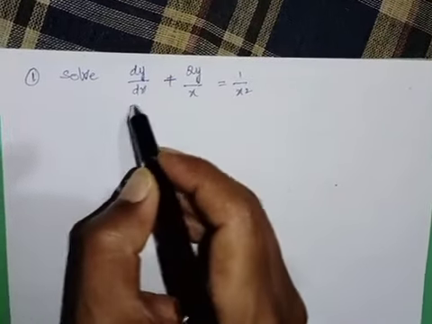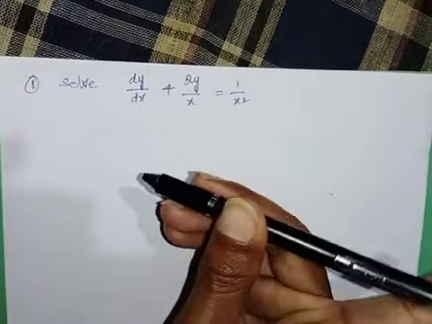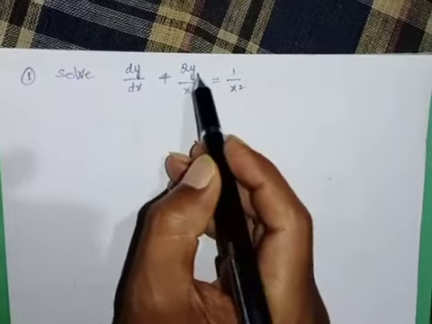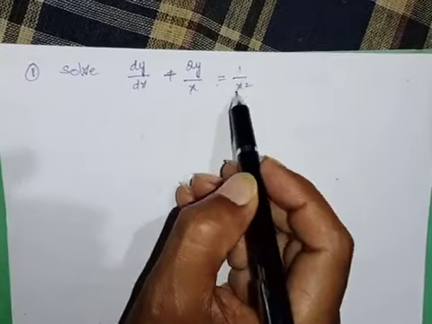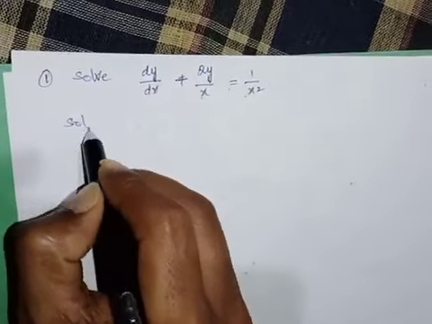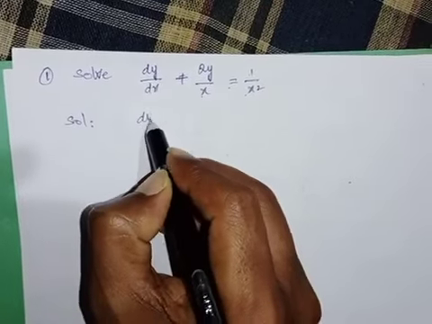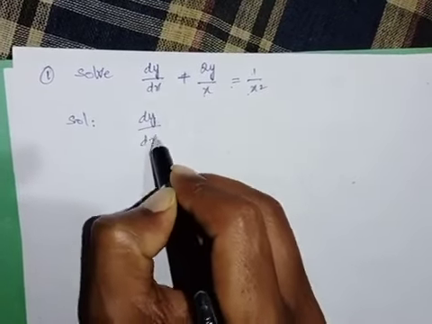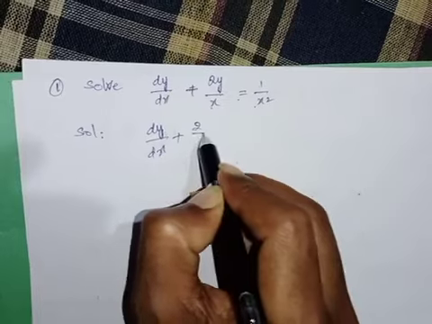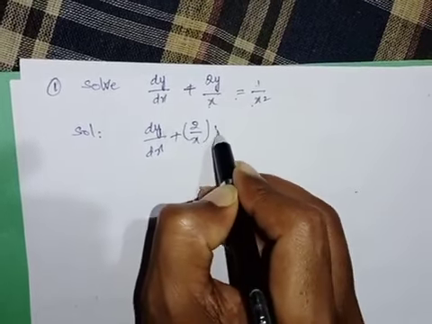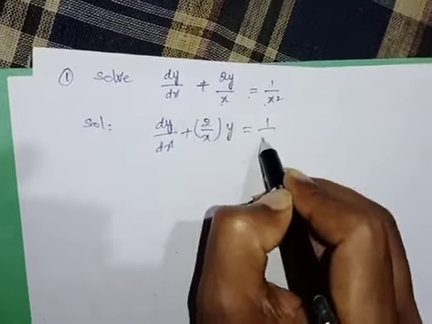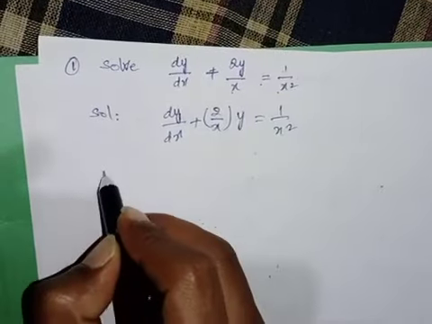Solve dy by dx plus 2y by x is equal to 1 by x square. Solution: we can write the given equation as dy by dx plus 2 by x into y is equal to 1 by x square.